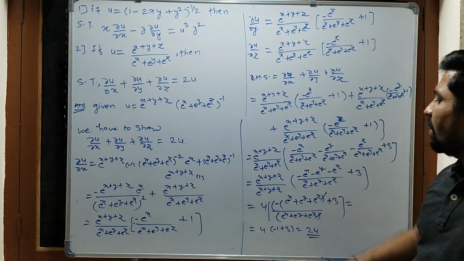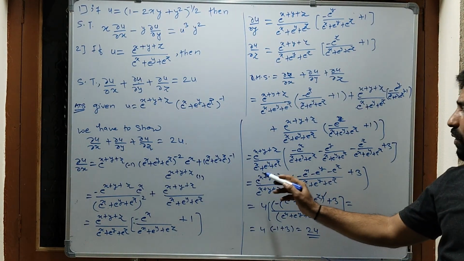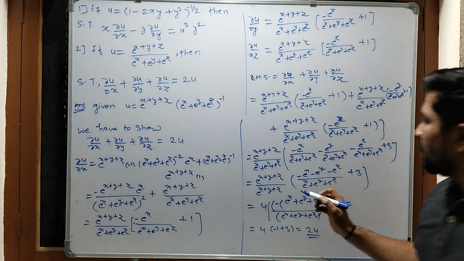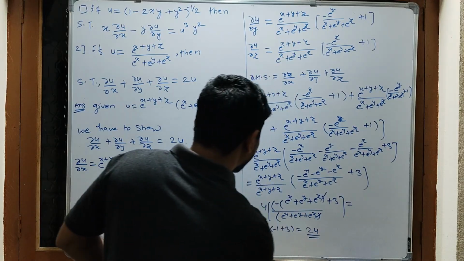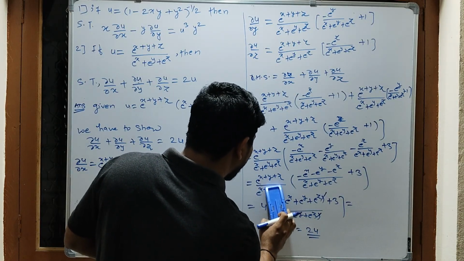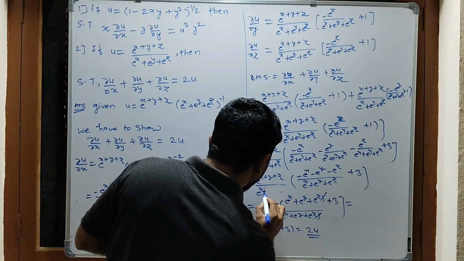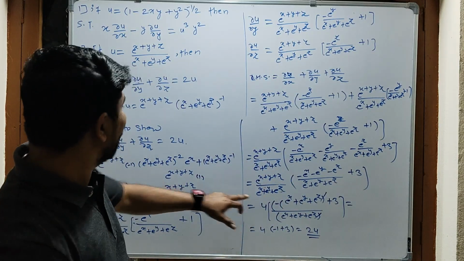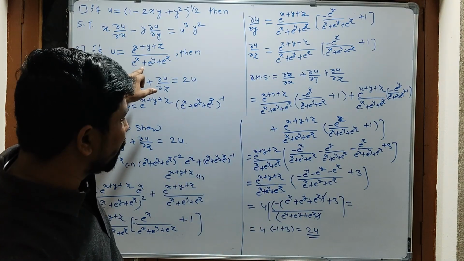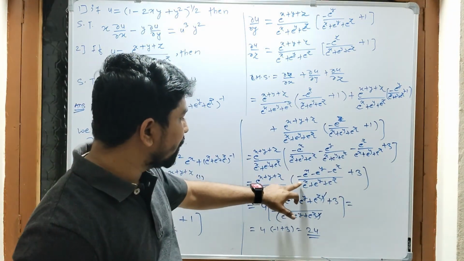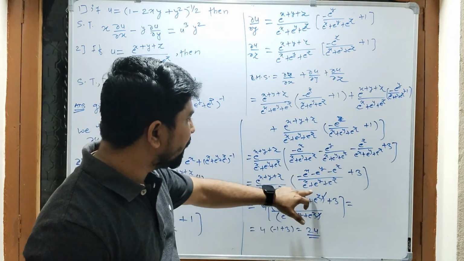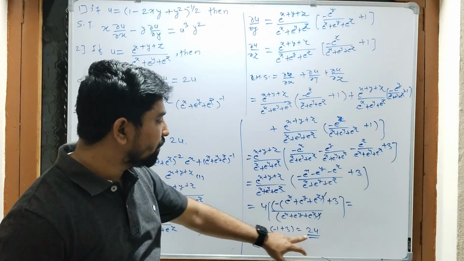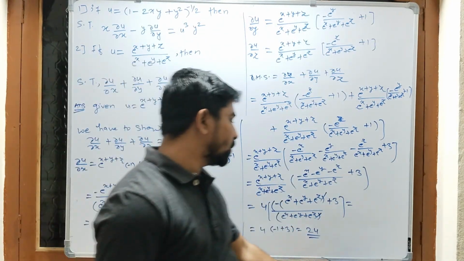If I add all these things, I will get e to the power x plus y plus z by e to the power x plus e to the power y plus e to the power z. So here this is my u from the given information, and here I will take common minus. So this numerator cancels with this denominator. So here this is plus 3, this minus 1 plus 3 becomes 2 times u. That's what we have to show.